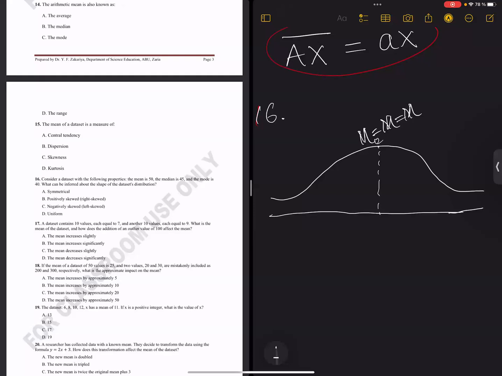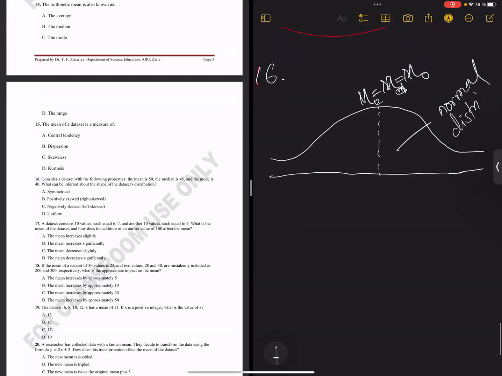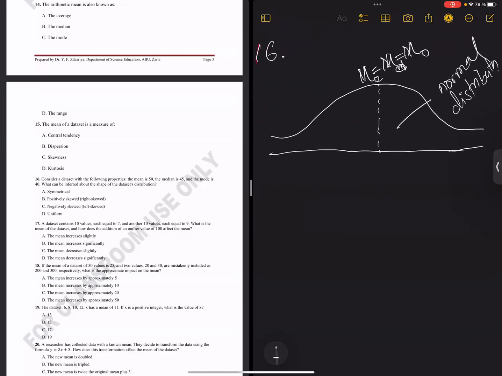Mean, median, the mode, they are equal. All right, so this is a normal distribution. Is it okay, everybody? Now we have a distribution that is not normal.